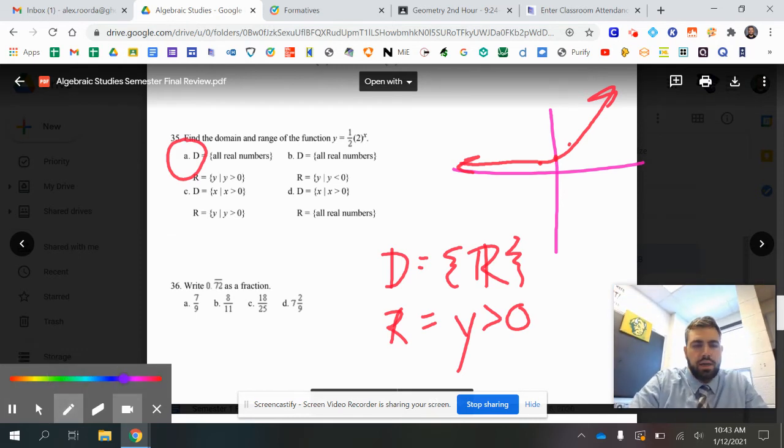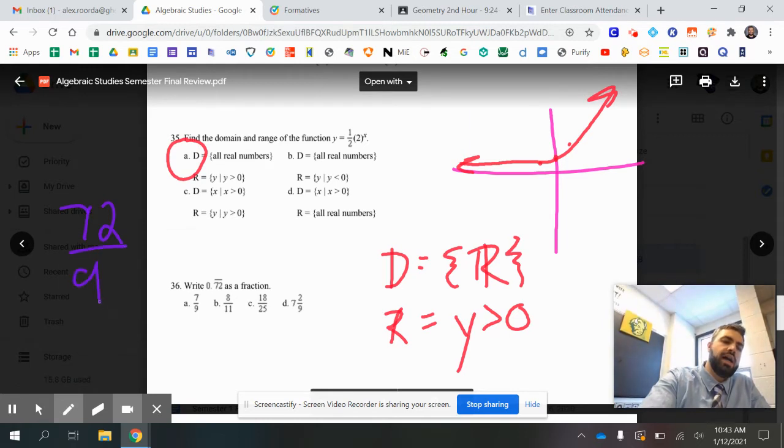Okay, now the next one. Number 36 says write 0.72 repeated as a fraction. Well, early in the year we learned that anytime we have a repeating decimal, we can write that over some value of 9s, with the number of 9s matching the number of digits that are repeated. So like if we were doing 0.2 repeated, that'd be 2 over 9. So 0.72 repeated would be 72 over 99, right?